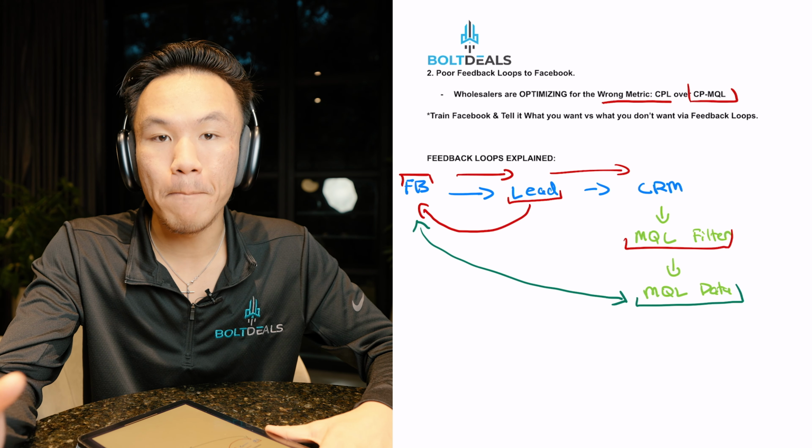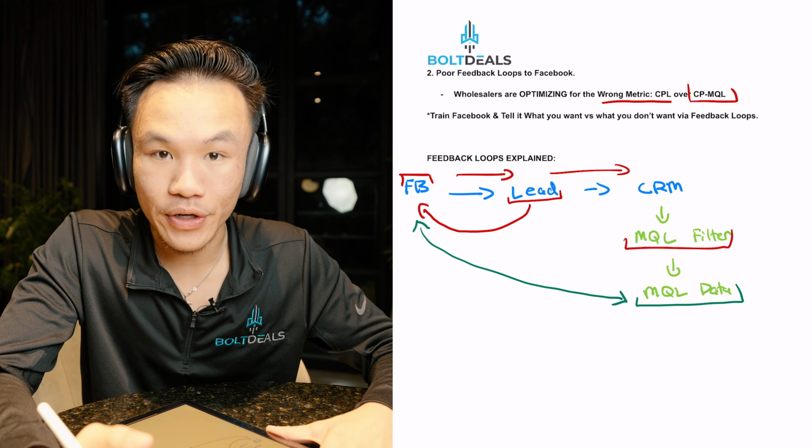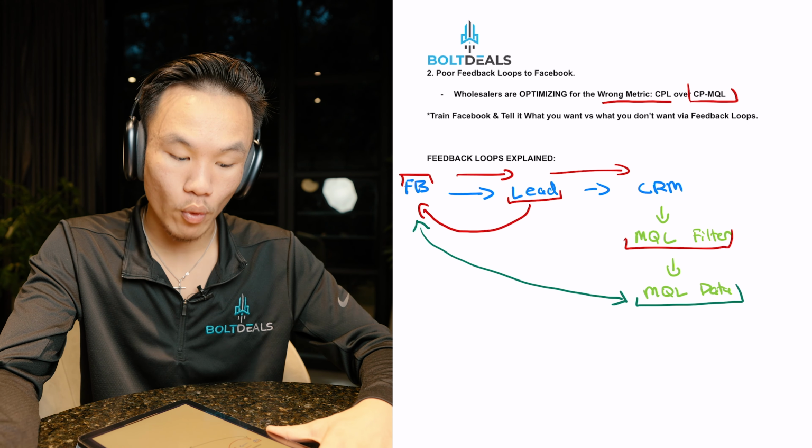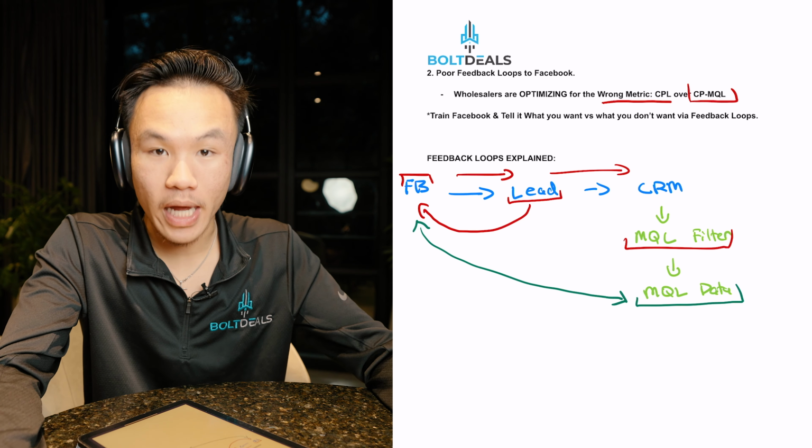And then over time, Facebook is going to get better and better, and they're going to optimize and look for people that fit your criteria, in this case, MQL, right? So the reason why people are failing is because they neglected that, which is why their campaign sucks.